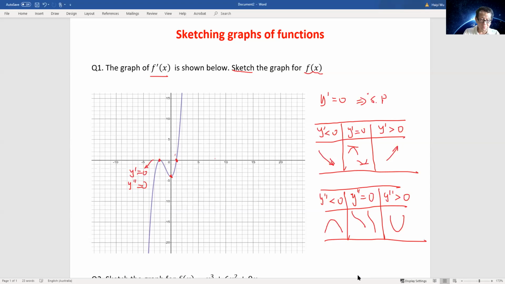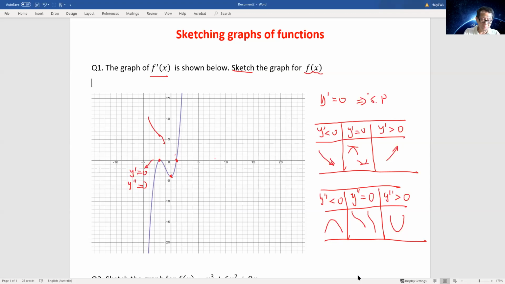So let's have a look at this. The second derivative is equal to 0. So that means this point must be a point of inflection. So this point for the original function should be a point of inflection. Since the first derivative equals 0 and the second derivative also equals 0, this must be a stationary point of inflection. So we call it a horizontal point of inflection.